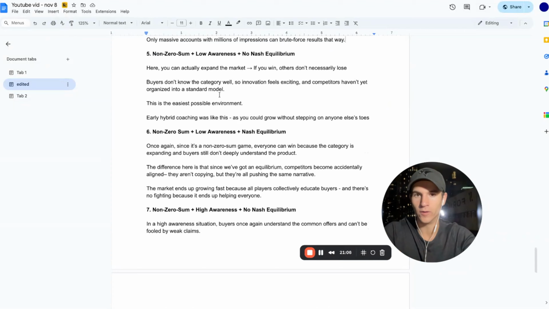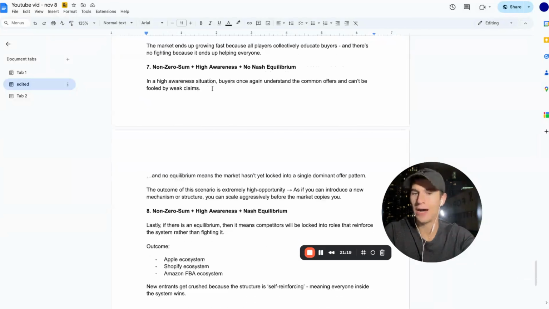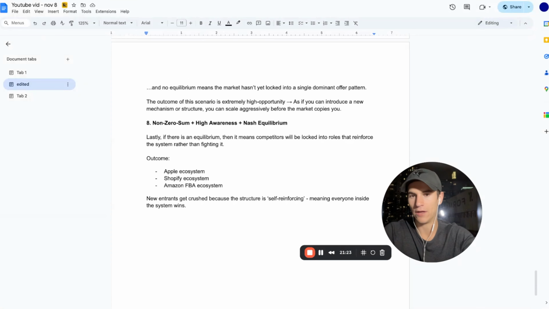And where we can go is even further. It's non-zero sum plus low awareness, where you can expand the market. If you win, others don't lose. Then non-zero sum, high awareness. I wrote some of these out so you can see how this works.